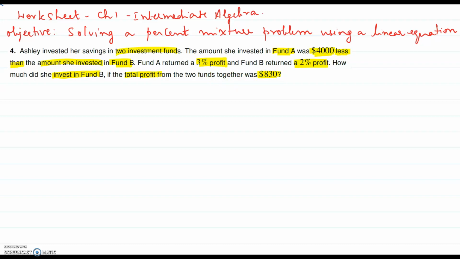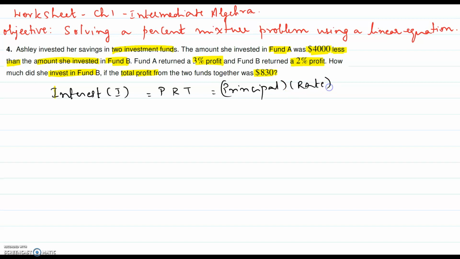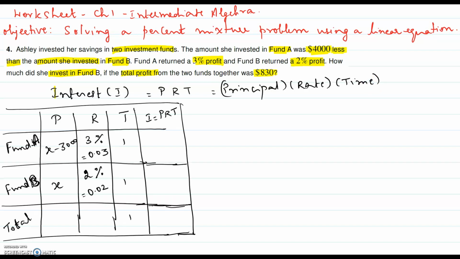So we are going to be using the formula here. Interest equals PRT. Interest amount I equals P, principal, times rate, times time T. So it is the principal amount, the amount that you invest, multiplied by the rate of interest, multiplied by time, the time of investment. We will create a table as shown below.